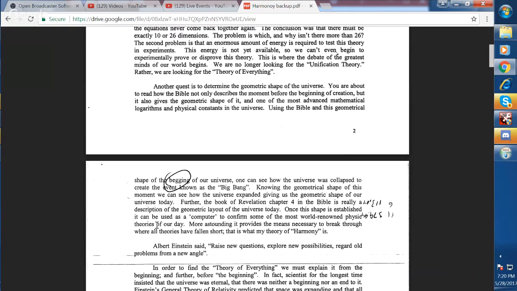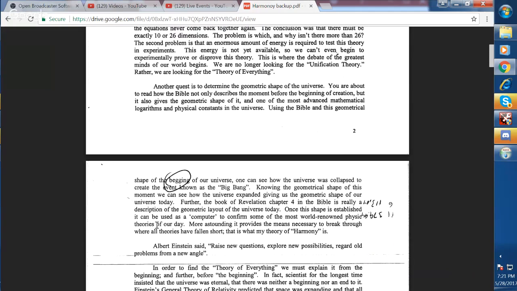Further, the book of Revelation, chapter 4 in the Bible, is really a description of the geometric layout of the universe. So I'll get into that. Revelation chapter 4 is a complete geometric layout of the universe and describes our universe to a T, and it's in the Bible. Once the shape is established, it can be used as a computer, literally, more advanced than the D-Wave computer. The physics and the geometry I'm going to show you in this paper are more advanced than a D-Wave computer, to confirm some of the most world-renowned physics theories of our day.